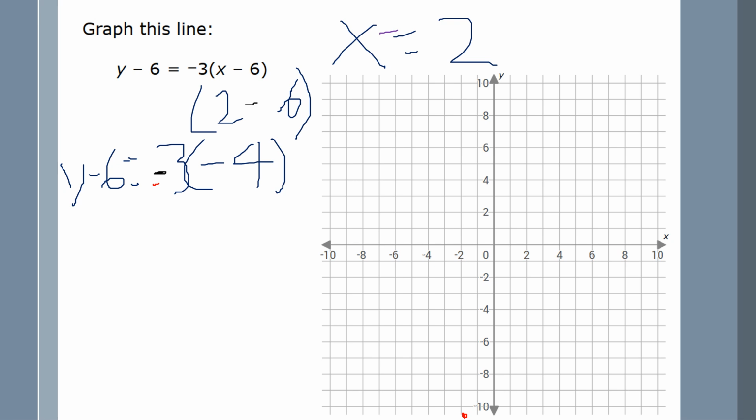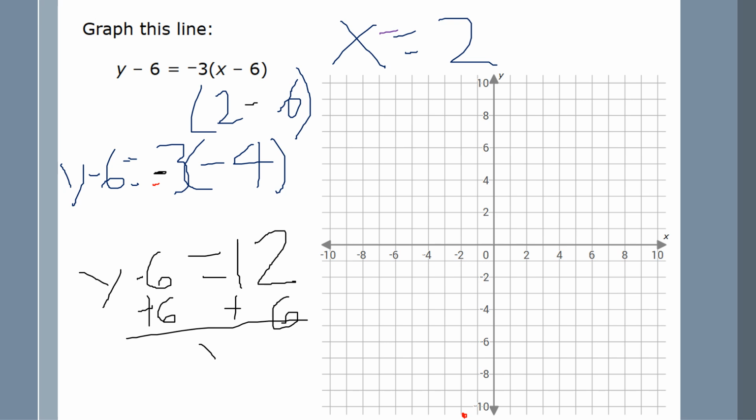Anyway, so here, -3 times -4 is +12. Of course, doing this in the calculator is a lot faster. y minus 6 equals 12. So if you add 6 to both sides, y is going to be 18. So that's going to be (2, 18). So this 2 and 18 is going to be someone over here.